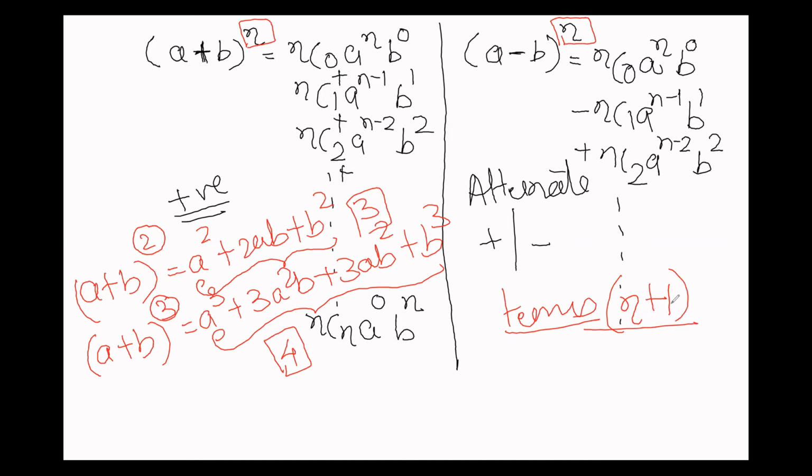So if the power is 5, number of terms are going to be 6. If the power is 10, number of terms are going to be 11. I hope that is very well understood. So the takeaway from this particular question is the concept of binomial expansion. Let's go back to our question now.